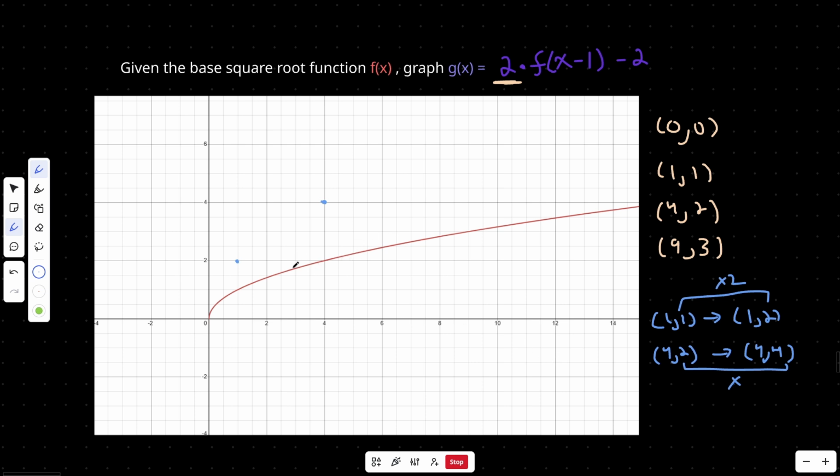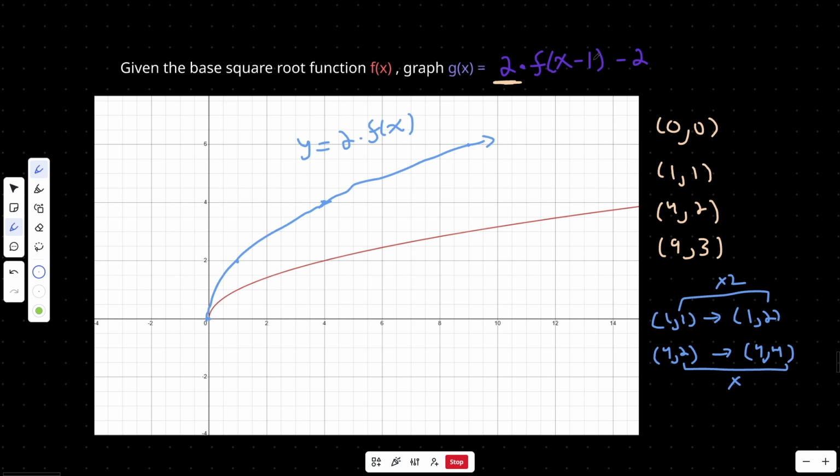Let's do one more point here. Let's say the point (9, 3) is an identifiable point. That's going to go up now to (9, 6) over here. And 0 stays the same because 0 times 2 is 0. So we can actually draw this in. It'll look something like this. That should be connected. And there is 2 times f of x. So we just applied the vertical stretch.